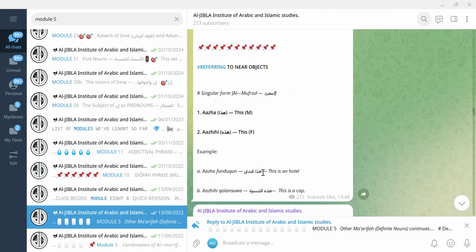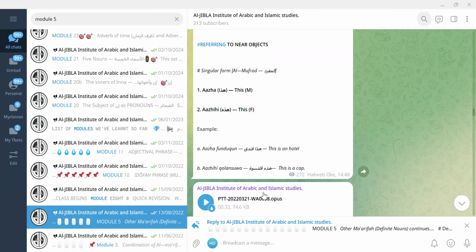Now, referring to near objects, we say هذا هذه. This is understood. For example, هذا فندق, this is a hotel. هذه قلنسوة, and this is a cab. This is a cab. So that's what we have there.